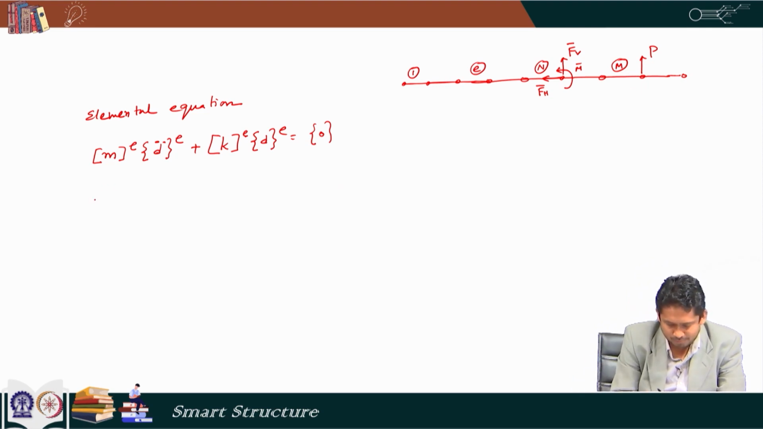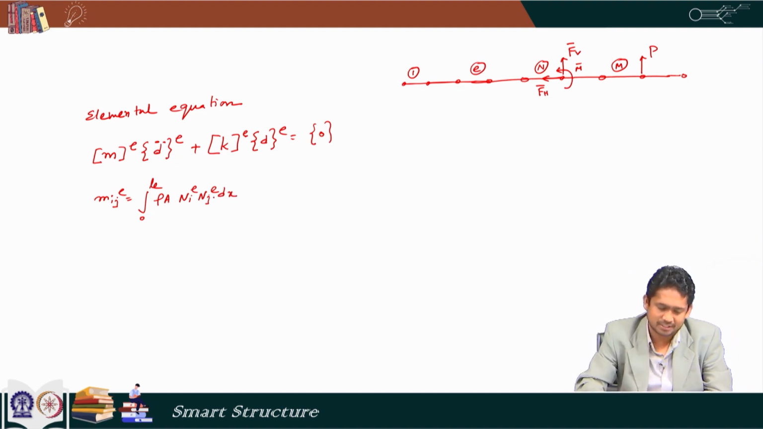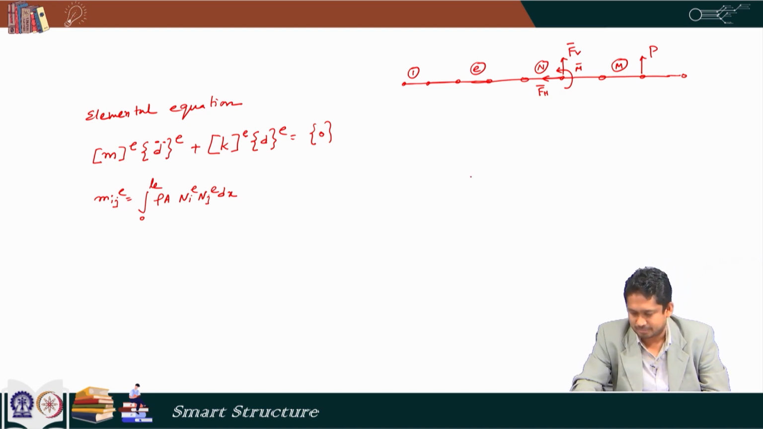Now, as we saw before, the m I j has the same definition, rho A multiplied by N I E N J E dx. So, each element has a local coordinate system going from x equal to 0 to x equal to L E, where L E is the length of the element. We can draw it here once more.